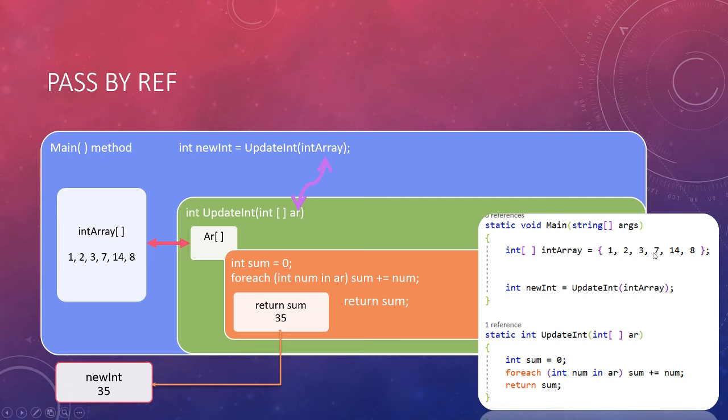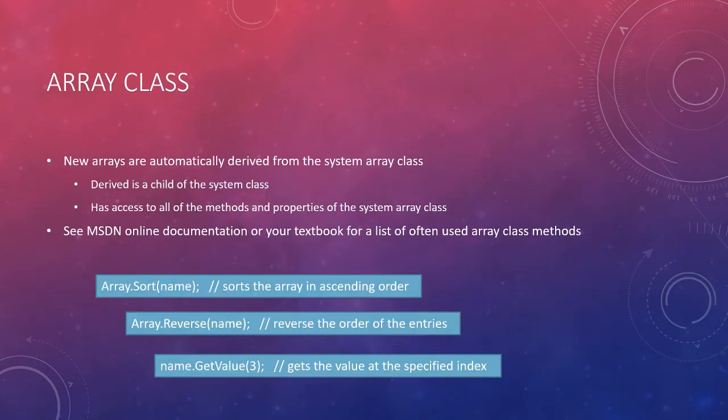So let's look at our code here. We declare our integer array and allocate some values. Then we declare a new integer and we load it up with the value returned from our update int method. Our update int method expected an integer array to be passed to it, and we passed our int array. It went through a for each loop and added each of the entries in our array to a sum and returned that sum. So that value then was returned to the main method as new int. So super cool, it just automatically passes by ref. We can do it manually if we specify that ref keyword.